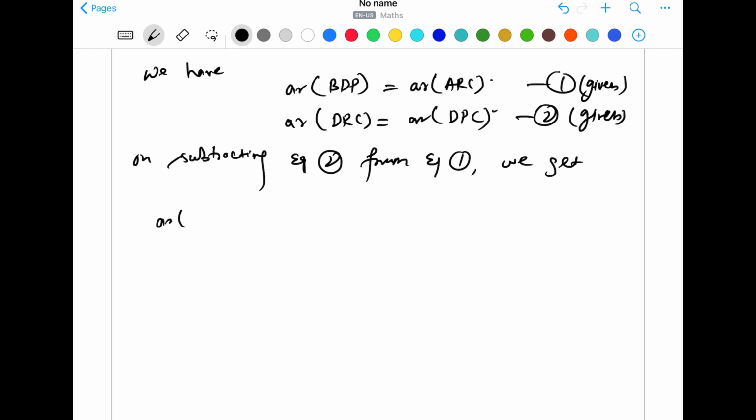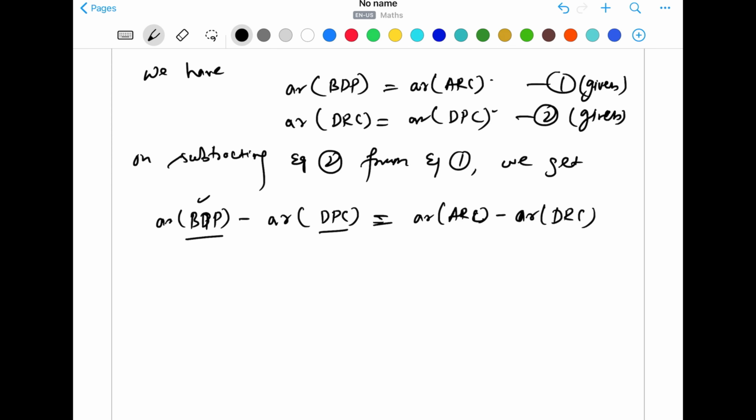We'll write area of triangle BDP minus area of triangle DPC on one side. On the other side we'll write the area of triangle ARC minus the area of triangle DRC. When we subtract the two, BDP minus DPC gives the area of triangle BDC. On the other side, when we subtract, we get the area of triangle ADC.